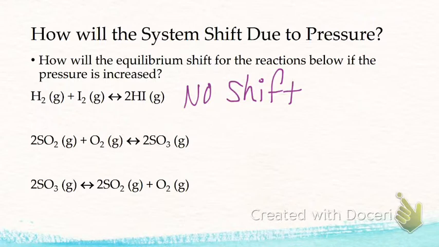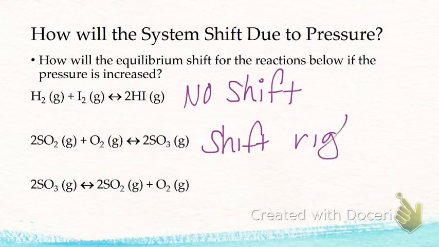The next one is 3 moles of reactant forming 2 moles of product. So if I increase the pressure, what's going to happen to my position? How will it shift? It's going to shift right, because it's going to shift towards the side with fewer moles.